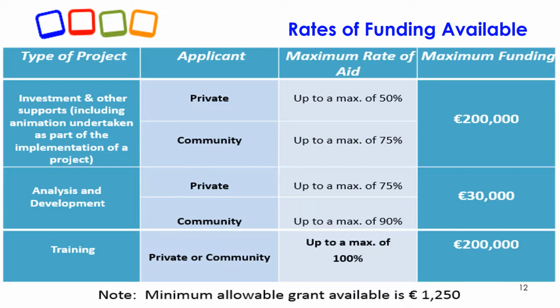It is important for an applicant to be aware of the rates of funding available, and this slide presents a matrix of the type of project, the applicant, the maximum rate of aid available, and the maximum funding available. This is important to consider because depending on the applicant and the type of project, the rate of aid may be the ceiling for the amount of funding available, or the maximum funding amount as set may be the ceiling on the amount of funding available.